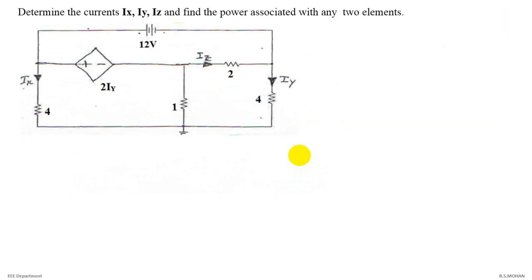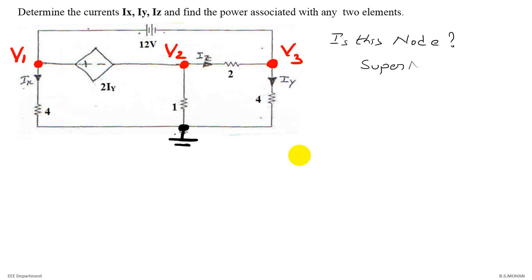So theoretical calculations. This is your circuit diagram. As you can see, we have already assumed the ground at the bottom and the other 3 junctions are assumed at higher potential. Let us name them V1, V2 and V3. So is this a node problem or a super node problem? Pause the video and analyze.